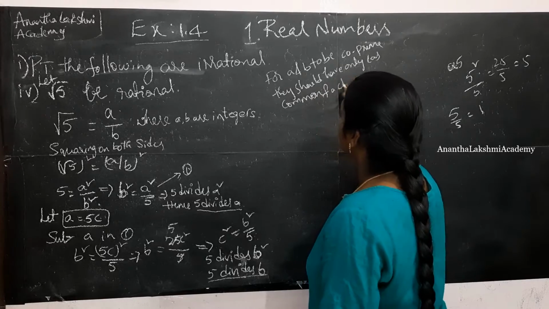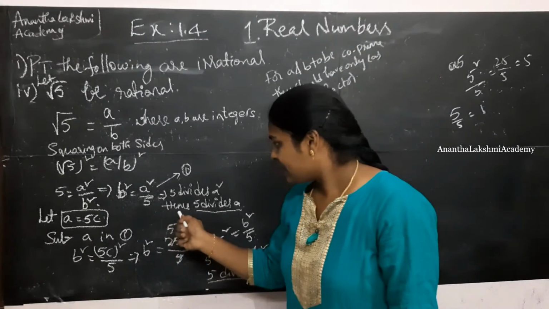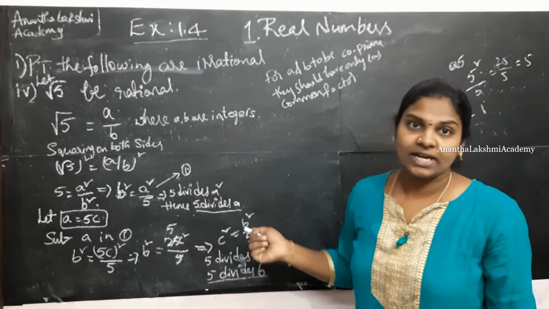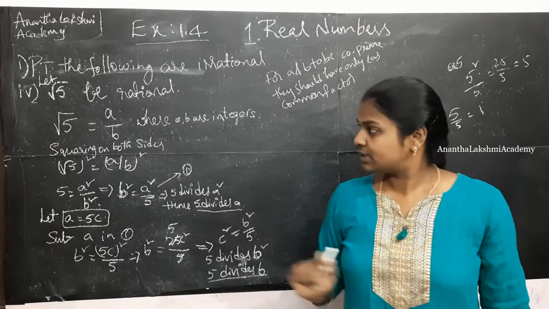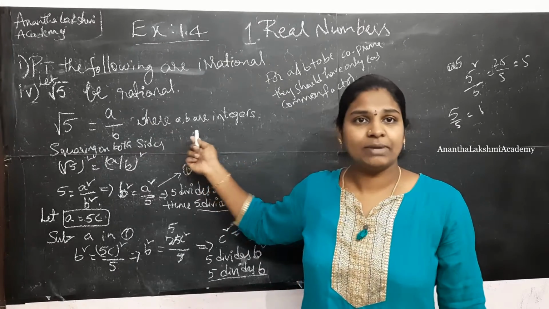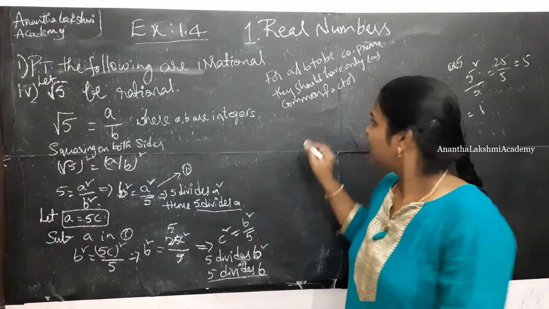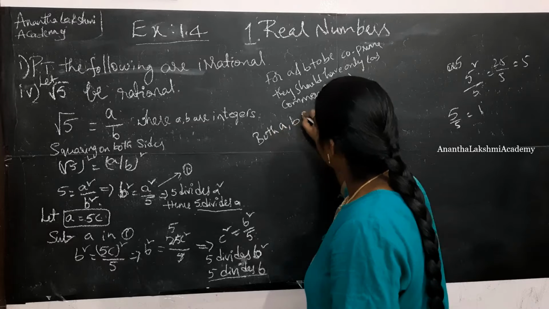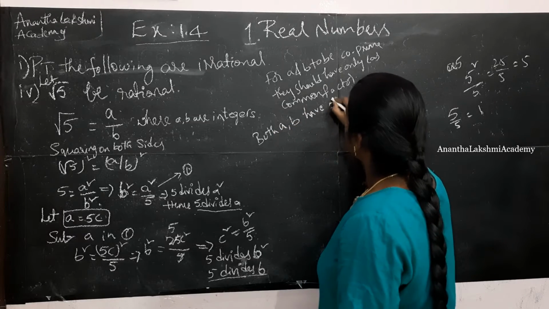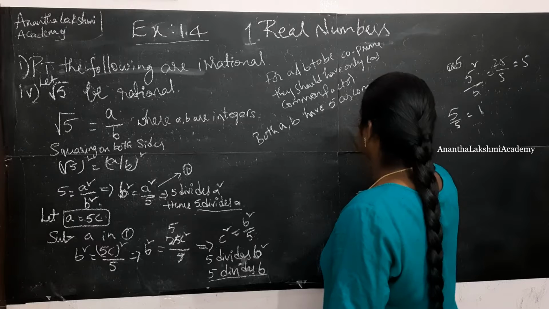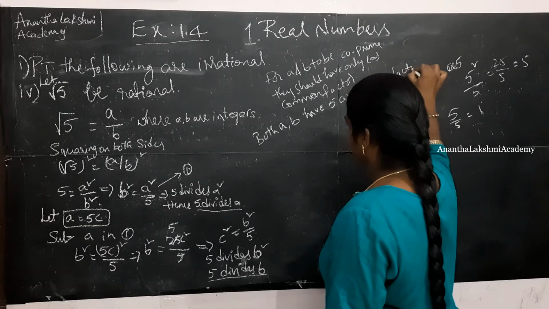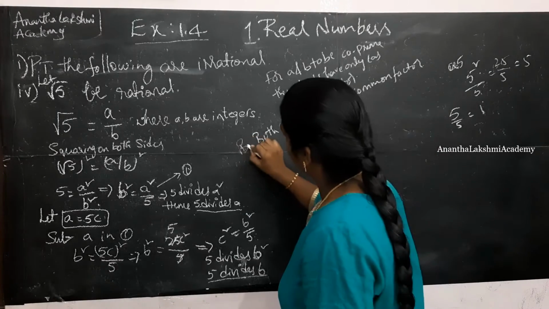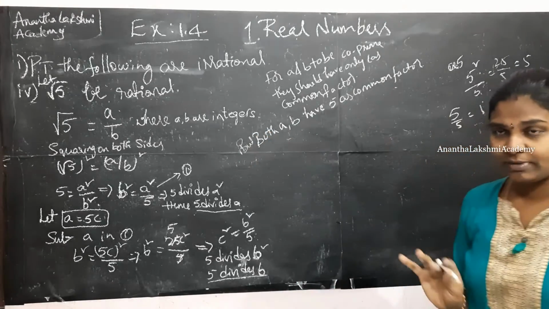Now what happened? By the process of simplification, we figured out that 5 divides a and 5 divides b. Hence 5 is a common factor to both a and b, isn't it? So a by b cannot be rational because they are not co-prime. So both a, b have 5 as common factor, isn't it?